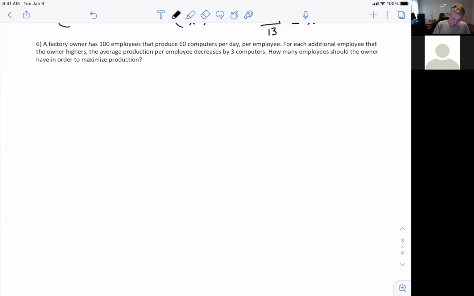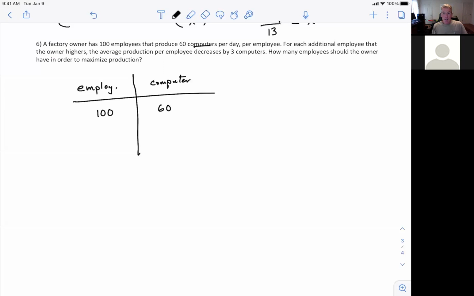Well, instead of In-N-Out Burger, this is just a company that makes computers. And I'm going to say, here's the employees, and then here's how many computers they make. So when there's 100 employees, they can assemble 60 computers per day per employee. Then if you add an additional employee, so that would be 101 employees, then production actually decreases by 3 computers. So that means it would be 57.